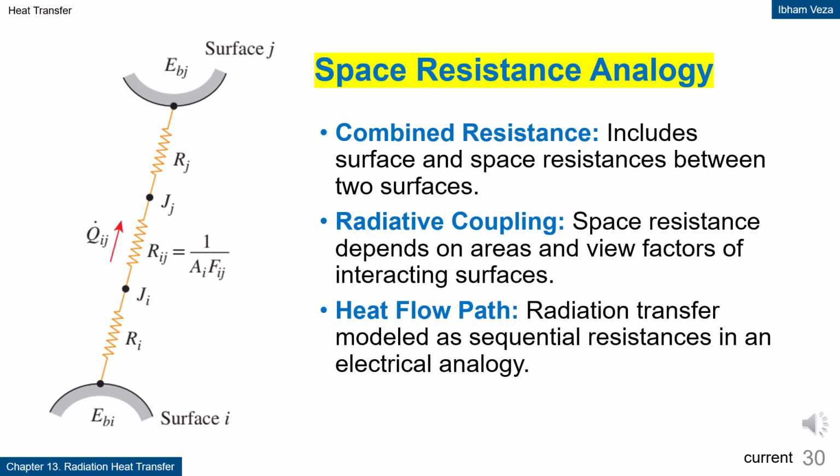In addition to surface resistance, there is also a space resistance between two surfaces. This resistance depends on the surface areas and the view factor between them. In the circuit model, surface and space resistances are arranged in series. The path of radiative heat flow can be analyzed like a layered electrical circuit. This approach provides a very clear framework for enclosure calculations.